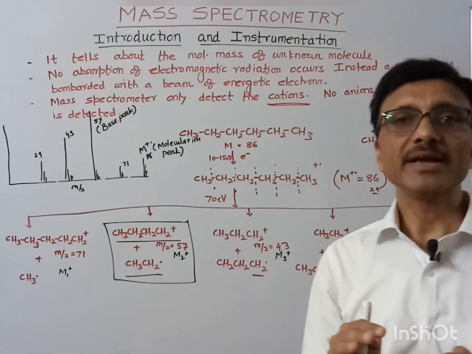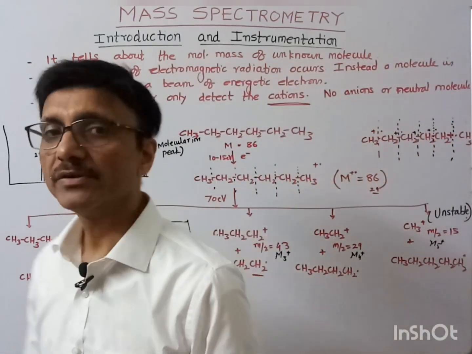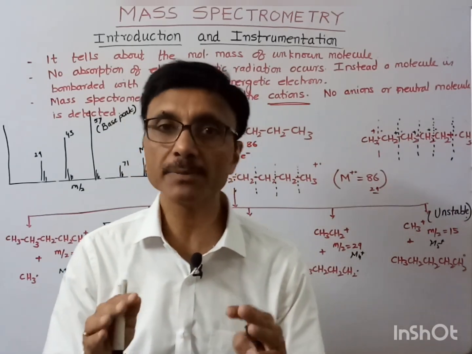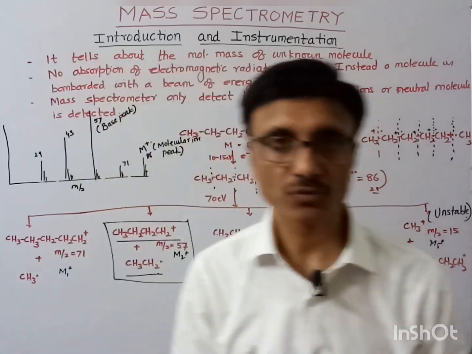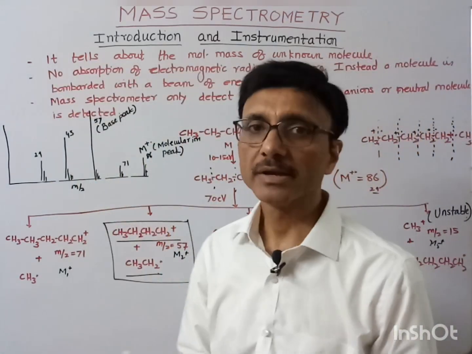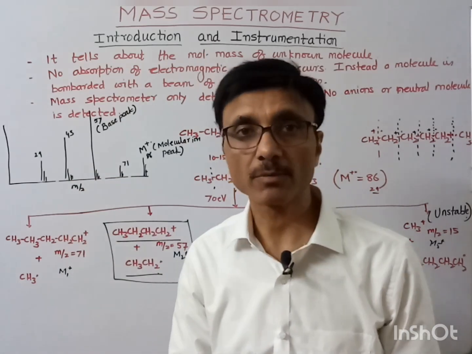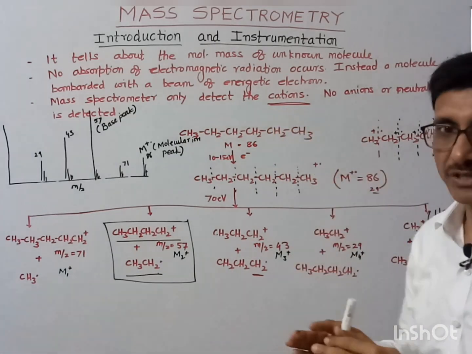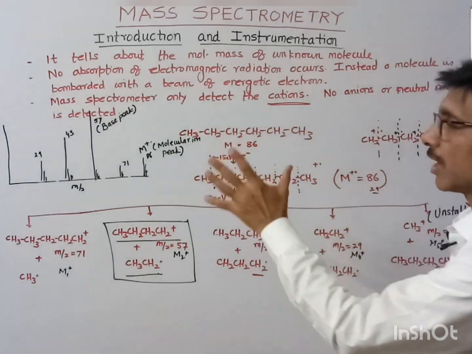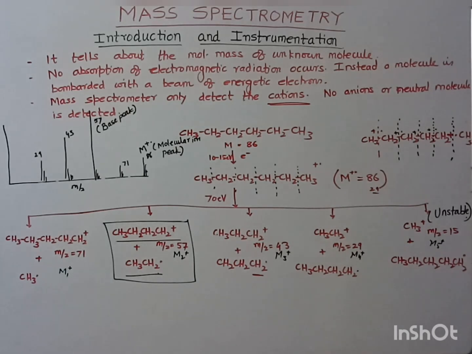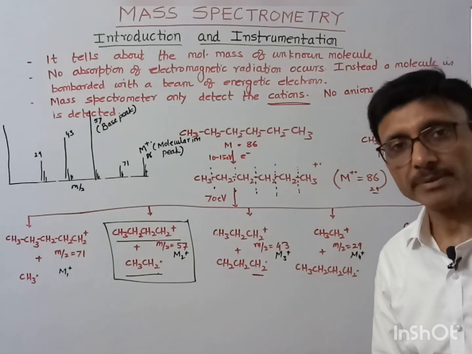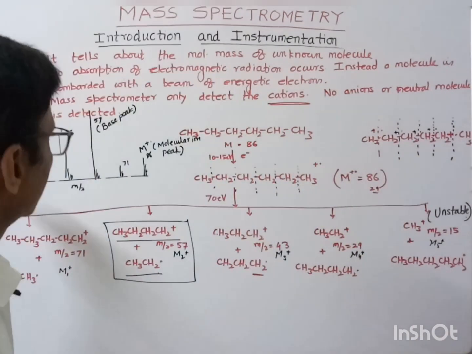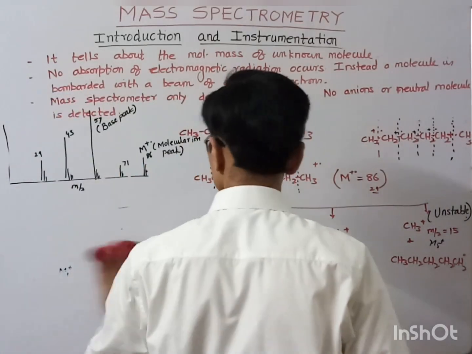So mainly in mass spectrometry, we are only concerned with the fragmentation, how the fragmentation takes place. This is the main part of mass spectrometry. If we understand the fragmentation, then we can draw the rough mass spectrum also. So now let us see the instrumentation part. I have told you generally how we can detect the ion molecule in a mass spectrometer. Now let us see the instrumentation.